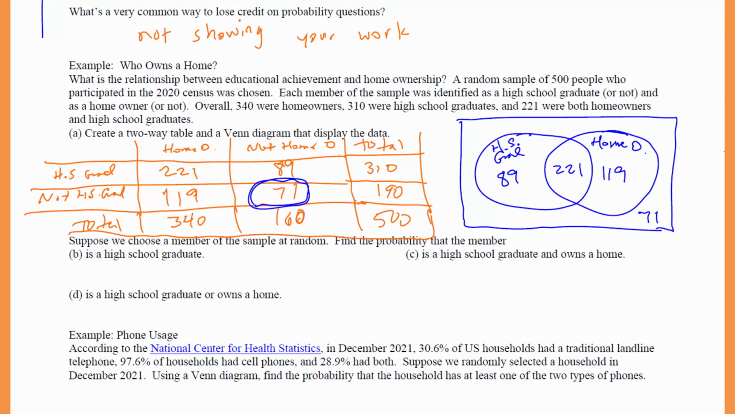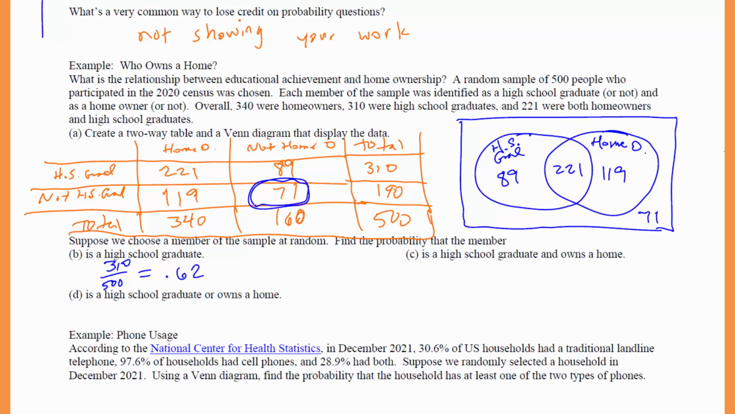On the table, there's 310 high school graduates out of 500 people total. So 310 divided by 500 gives us 0.62. How would we get that from the Venn diagram? We will total up the whole high school graduate circle, 89 plus 221, and we would divide that by 500. So that's 310 divided by 500.